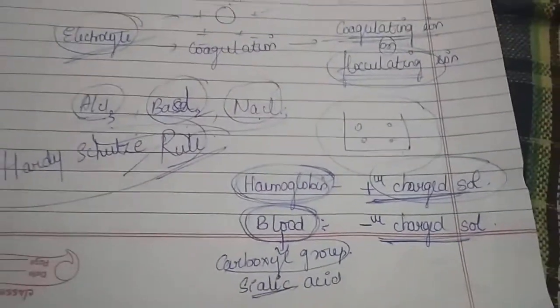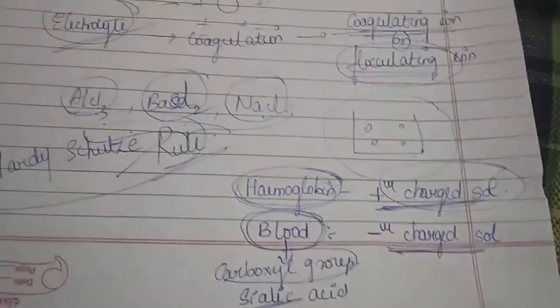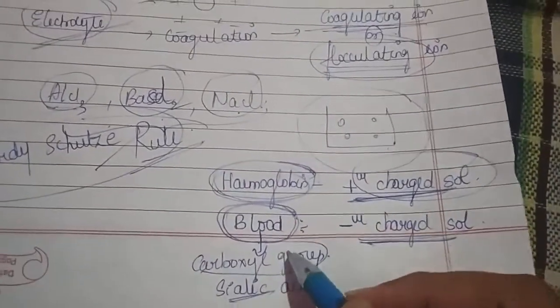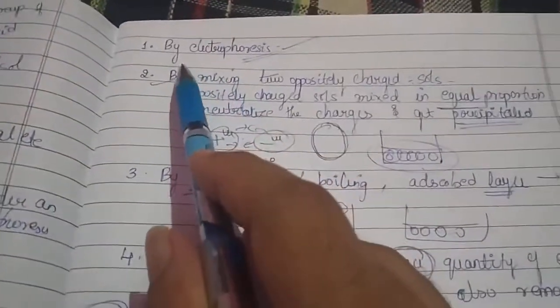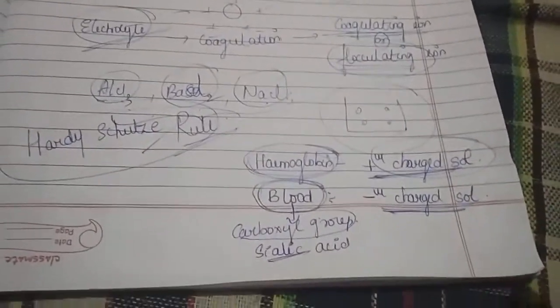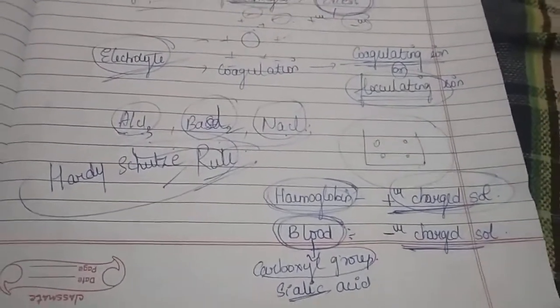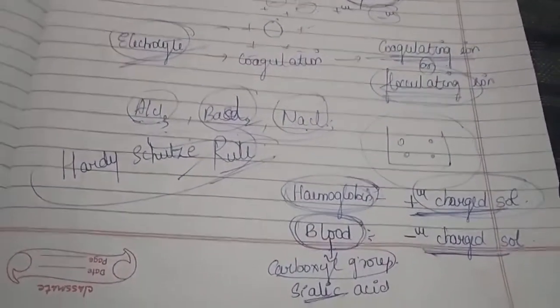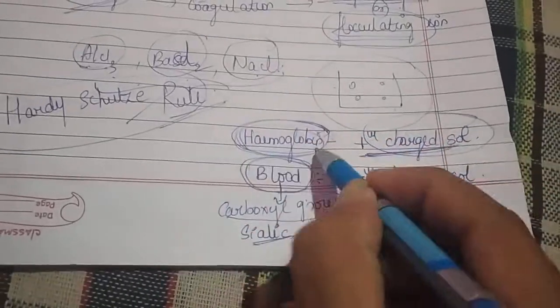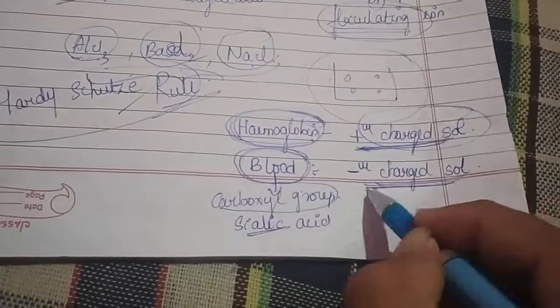Now, I had a doubt. In our body we have both hemoglobin and blood. One method of coagulation is mixing two oppositely charged salts in an equal proportion, so they should coagulate. But of course, our blood is not coagulating. If it coagulated, of course we would all die. Why am I saying so? Because your hemoglobin is a positively charged salt and your blood is a negatively charged salt.